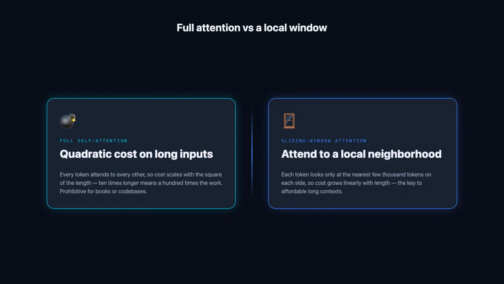The window pattern restricts each token to a small local neighborhood. Instead of the whole sequence, a token attends only to the nearest few thousand tokens on each side. Cost now grows linearly with length rather than quadratically, which is precisely what makes very long contexts affordable to run.